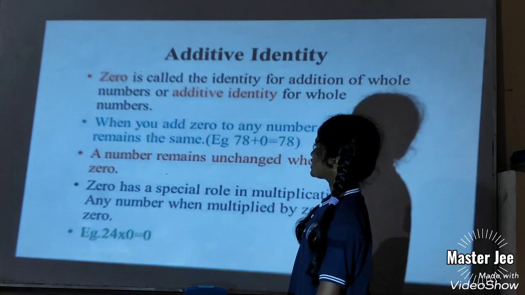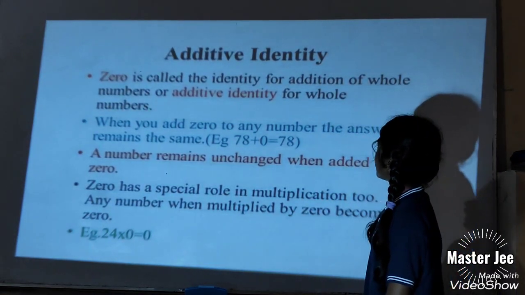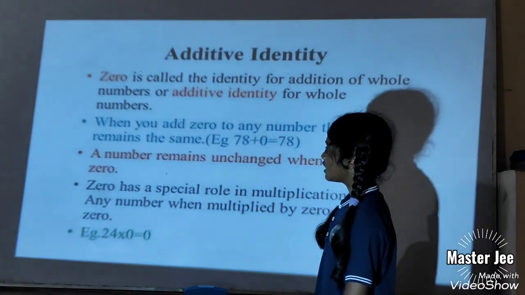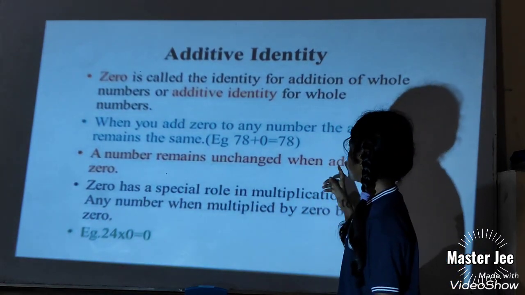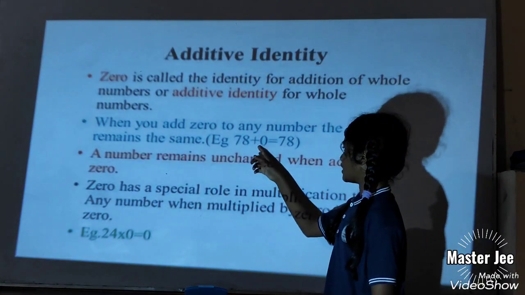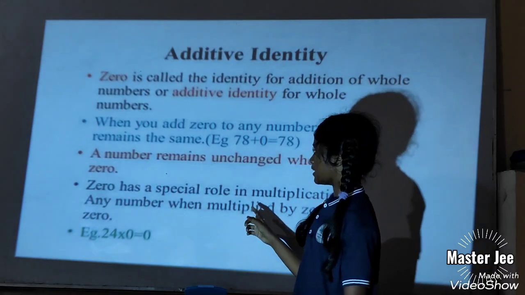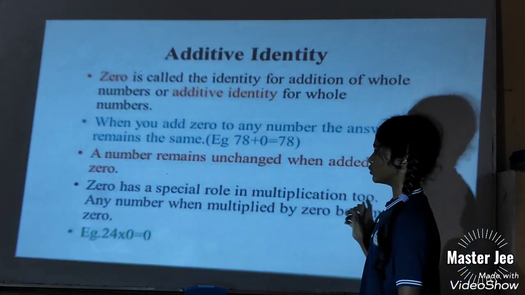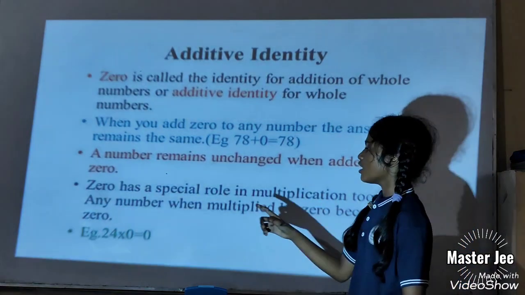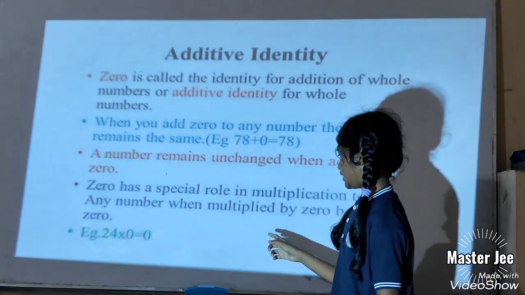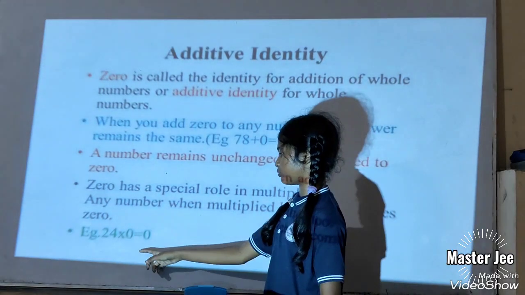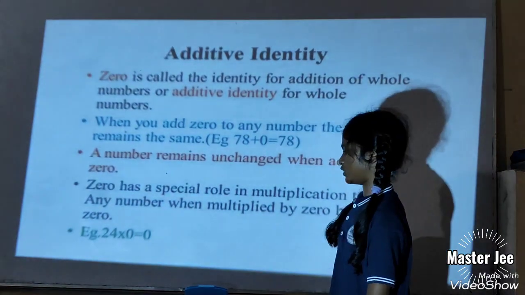Additive identity. 0 is called the additive identity for addition of whole numbers. When you add 0 to any number, the answer remains the same. Example, 78 plus 0 is equal to 78. A number remains unchanged when added to 0. 0 has a special role in multiplication too. Any number when multiplied by 0 becomes 0. Example, 24 into 0 is equal to 0.